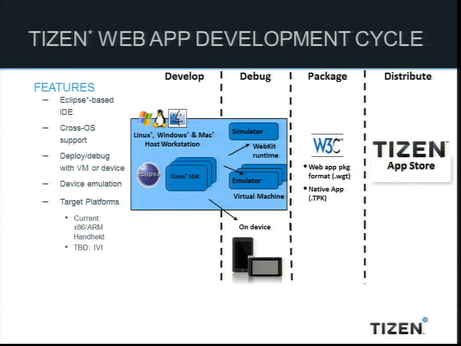And the application development cycle is very familiar to anyone that's been developing software. So you develop it using the IDE and SDK, or your own tools, whichever you prefer. If you have a favorite IDE or editor that you want to use, you can use that. And then debug it on the simulator or the emulator, or if you're lucky enough to actually have a device, you can use that. Then once you're happy with having debugged it, you can use the packaging tool to package up the application. For an HTML5 application, that would be packaged as a widget file, WGT, a W3C standard. If you're using a native application, then it would be a .tpk file, a Tizen package file. And either of these you can submit to the Tizen application store.